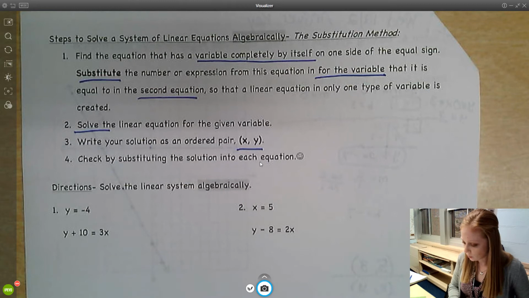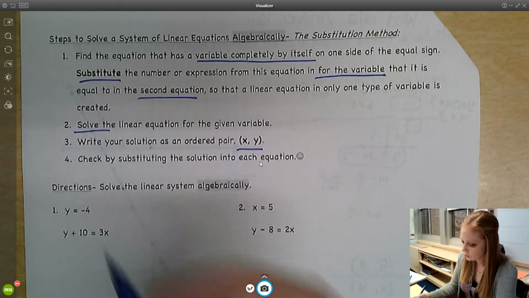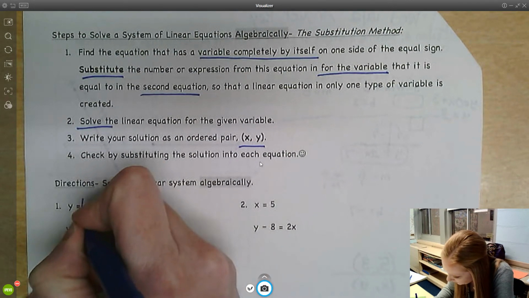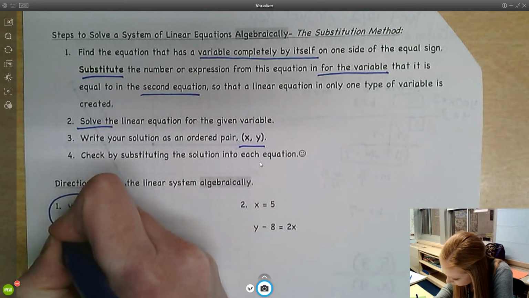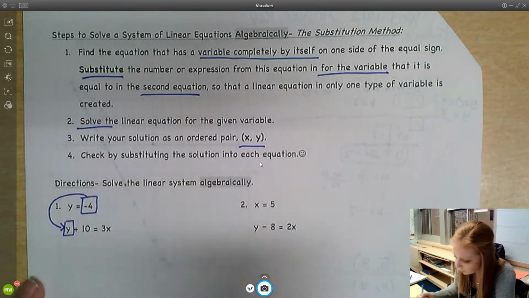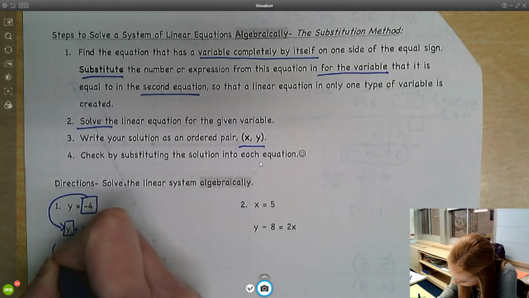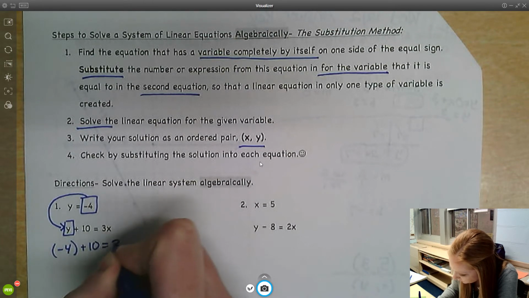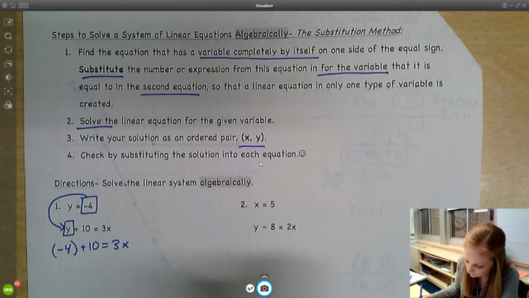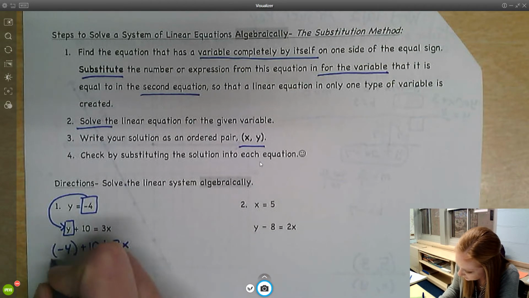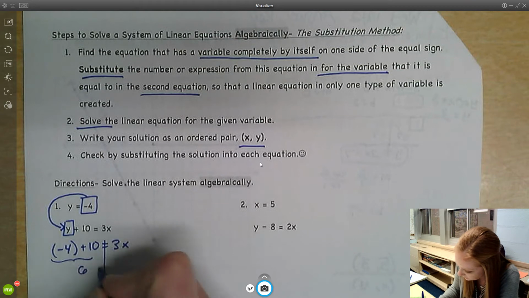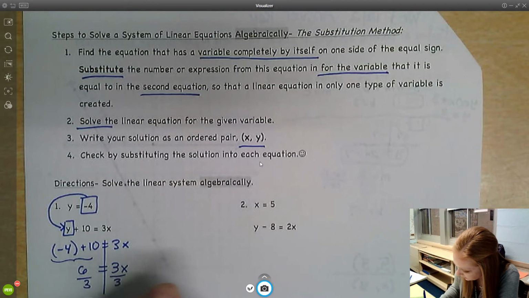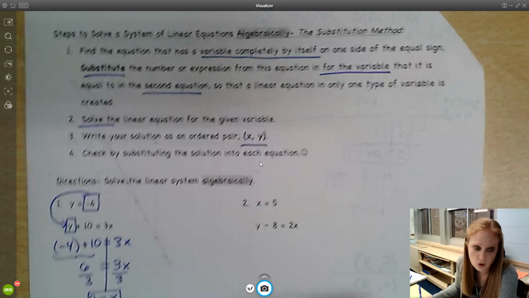All right, so we have y equals -4, and then we have y plus 10 equals 3x. We're given that y is -4, so we can take that -4 and plug it in for y. So instead of y plus 10, we have -4 plus 10 equals 3x. Now we can solve for x. Let's simplify this side: -4 plus 10 is 6. 6 equals 3x. Divide both sides by 3, and you get x equals 2, or 2 equals x, same thing.